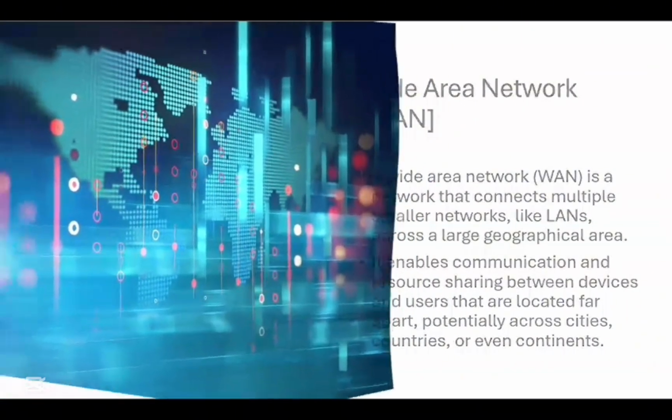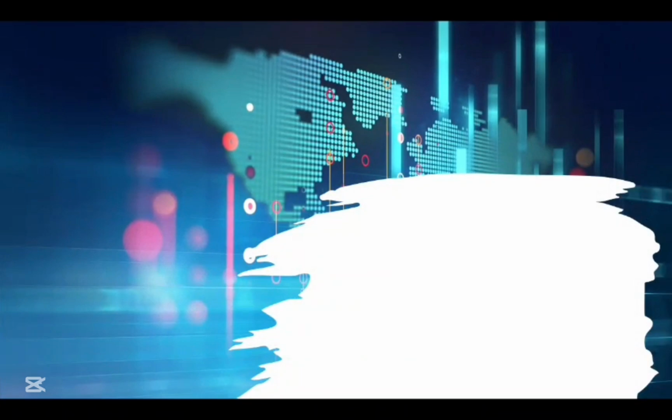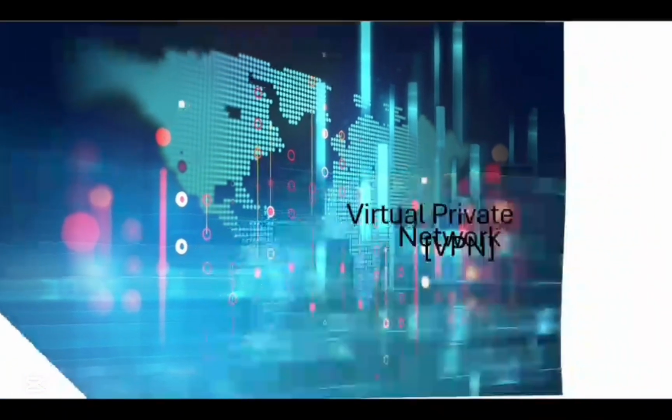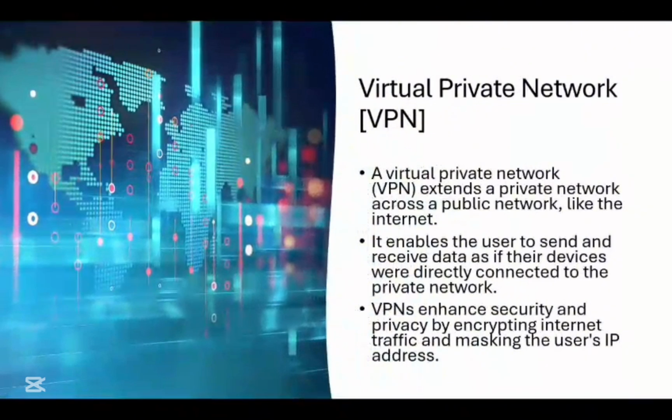Virtual private network. A virtual private network extends a private network across a public one, like the internet. It allows users to send and receive data as if their devices were directly connected to that private network. VPNs are used to enhance security and privacy by encrypting internet traffic and masking the user's IP address.